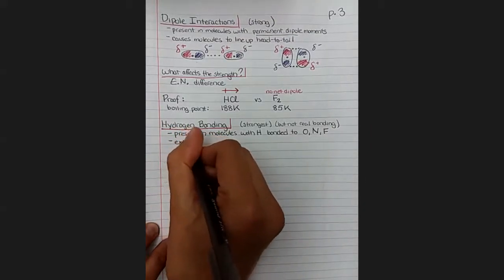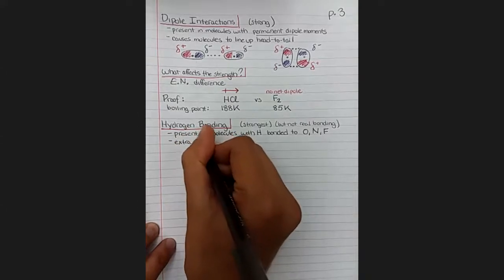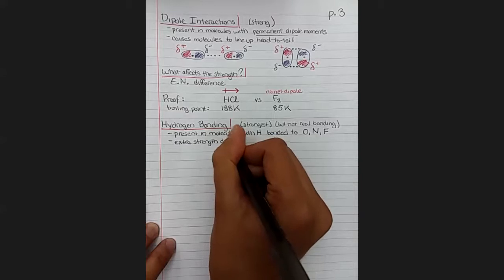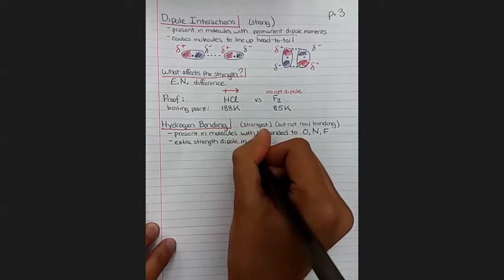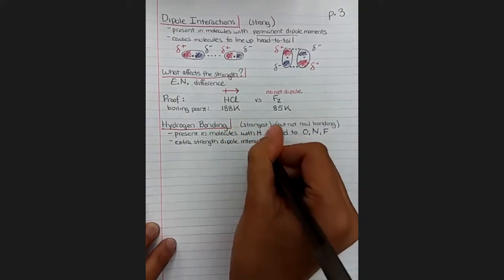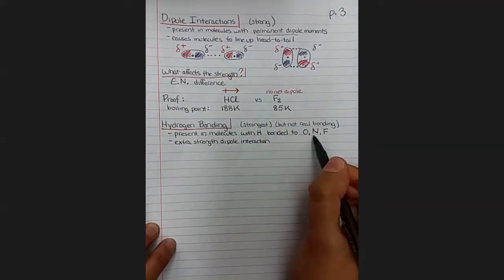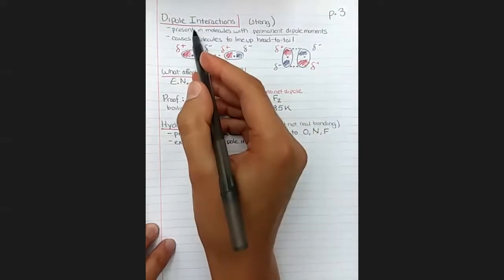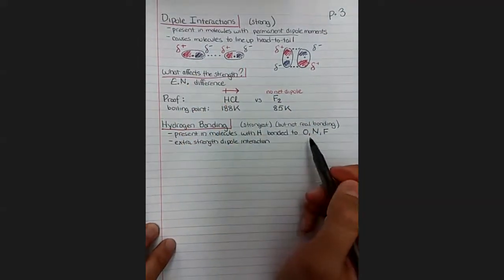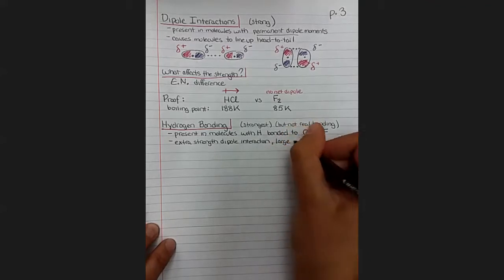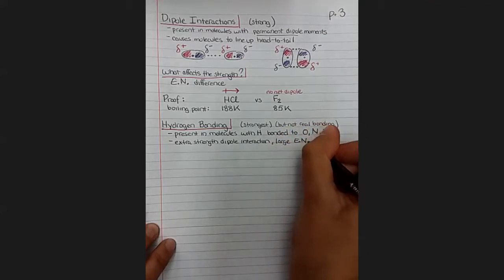And so what this is, hydrogen bonding is kind of just like extra strength dipole. Because if you think about it, hydrogen bonded to something very electronegative is a dipole. It's a very, very strong one, the strongest one you can get. Because this is the largest possible difference in electronegativity.